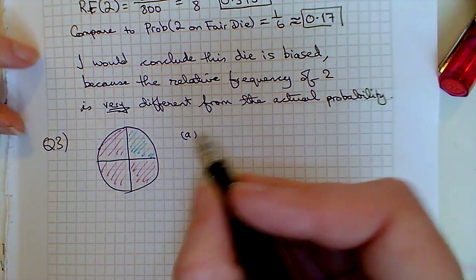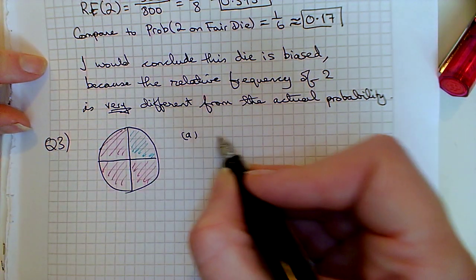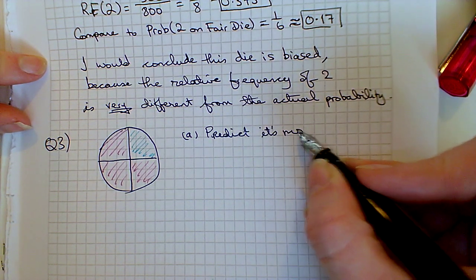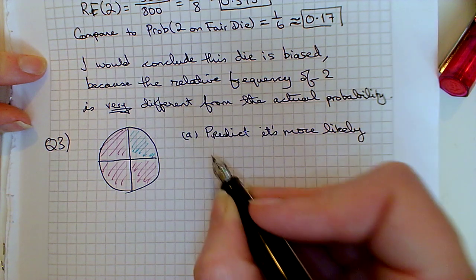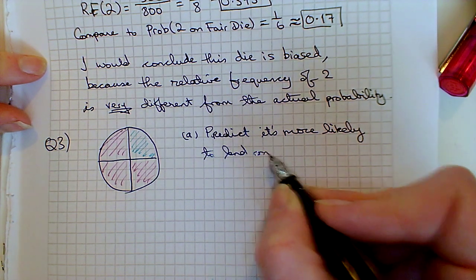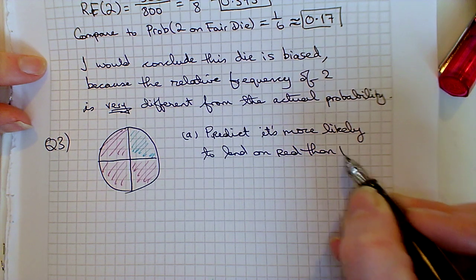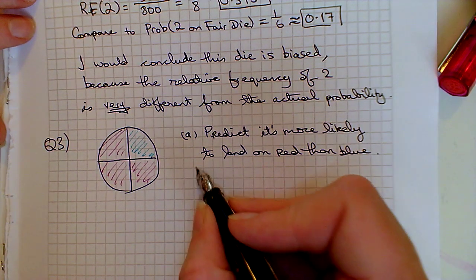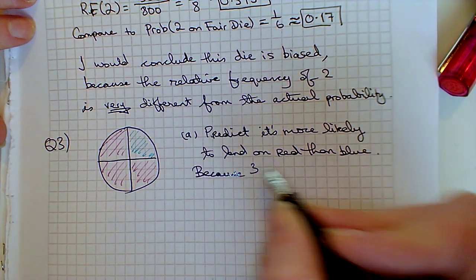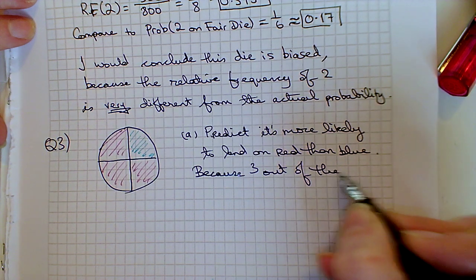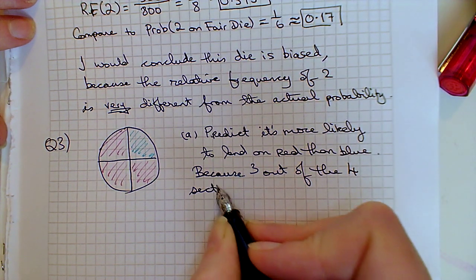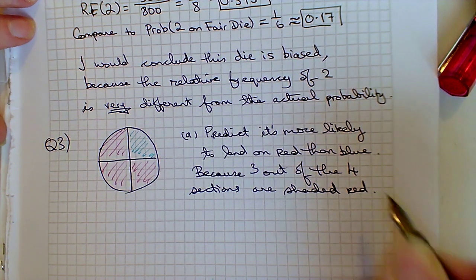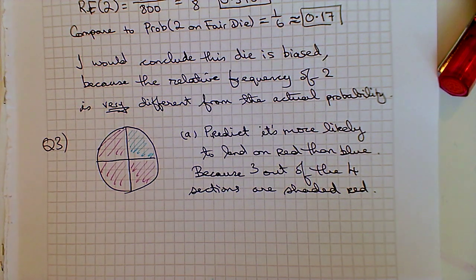And hopefully everybody can see there that because 3 of the 4 segments are red, we would predict it's more likely to land on red than blue. And give a reason for our answer, because 3 out of the 4 sections are shaded red, or more of the area is shaded red than is blue, anything like that.